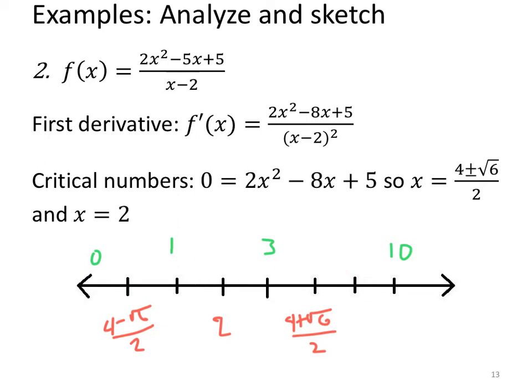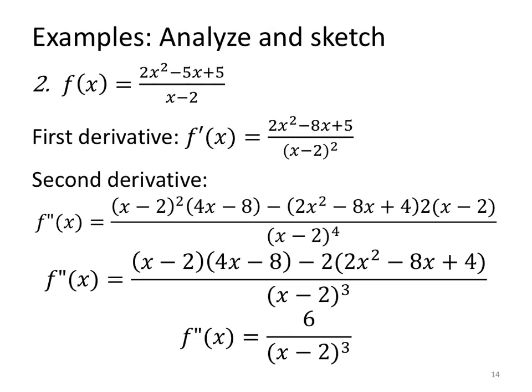If I put in 0, I will have a positive 5. If I put in 1, 7 minus 8 is a negative 1. If I put in 3, 3 squared is 9, 9 times 2 is 18, 18 plus 5 is 23. However, negative 8 times 3 is negative 24. So that's a negative 1 when I combine them. And when I put in 10, it's going to be overwhelmingly positive. So I have my increasing and decreasing. I have my x values of critical numbers, everything from the first derivative ready to go.